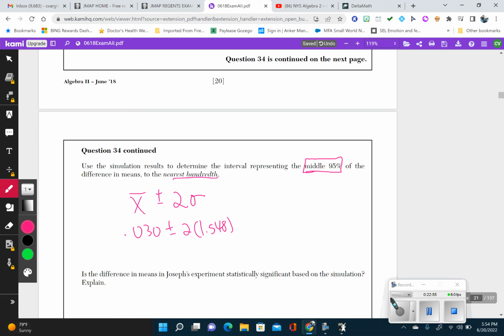1.548. So plug this into the calculator, right? So 0.030 plus, ignore the minus sign, 2 times 1.548, and that's going to give you 3.13. So the plus sign is going to give you 3.13, and when you do the minus sign, 0.030 minus 2 times 1.48, that's going to give you negative 3.07. 3.07, and you just put a dash between them. So this is the answer for the first one. And again, don't take my word for it. Actually plug it into the calculator.